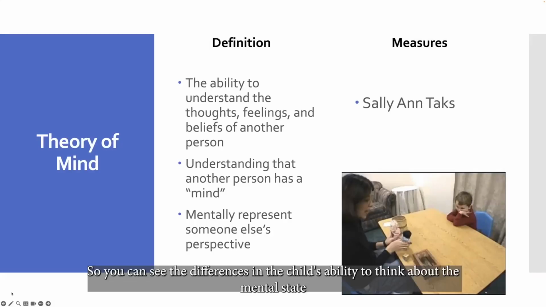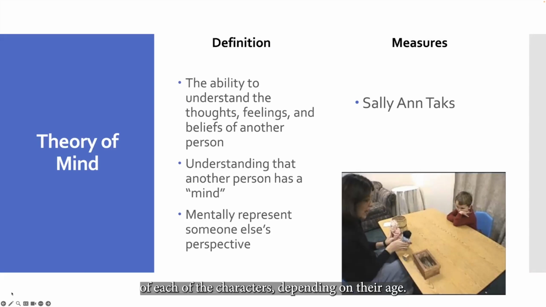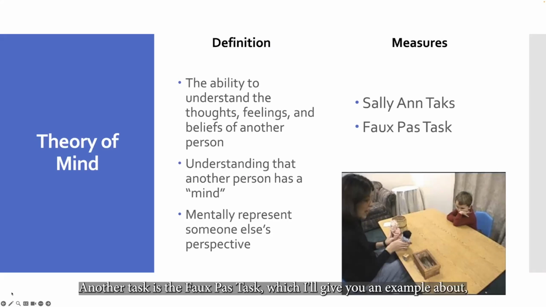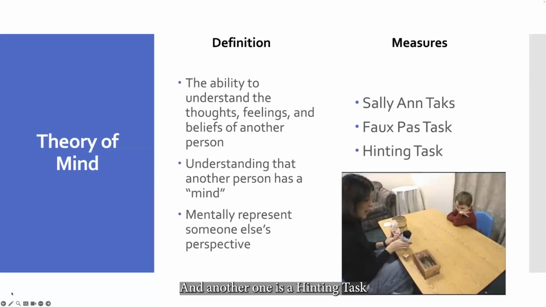So you can see the differences in the child's ability to think about the mental state of each of the characters, depending on their age. Another task is a faux pas task, which I'll give you an example about, but this is really thinking about when someone makes a social mistake. And another one is a hinting task. So being able to pick up on someone's hint requires you to kind of interpret the context and what they may be thinking about and wanting you to think about.